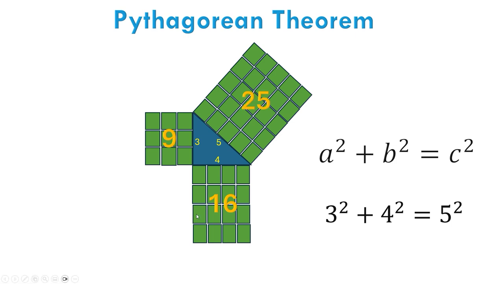Now, if you counted all the tiles in this square and added all the tiles in this square, you would get the same number of tiles as in this square, where literally the square from A plus the square from B equals the same number of tiles as the square of C. This is literally the Pythagorean theorem in practice.